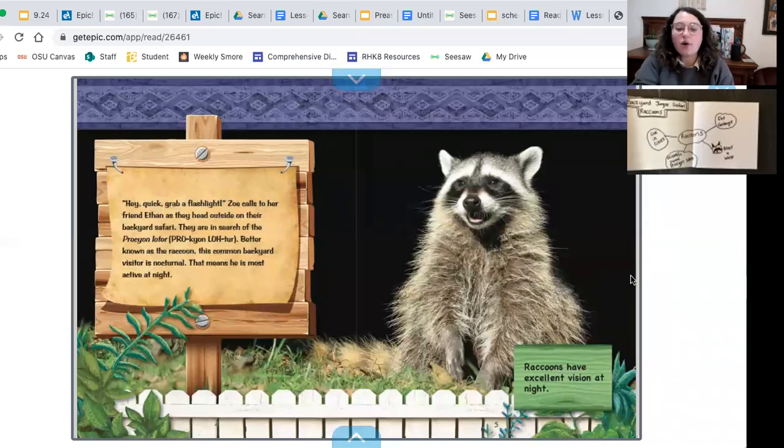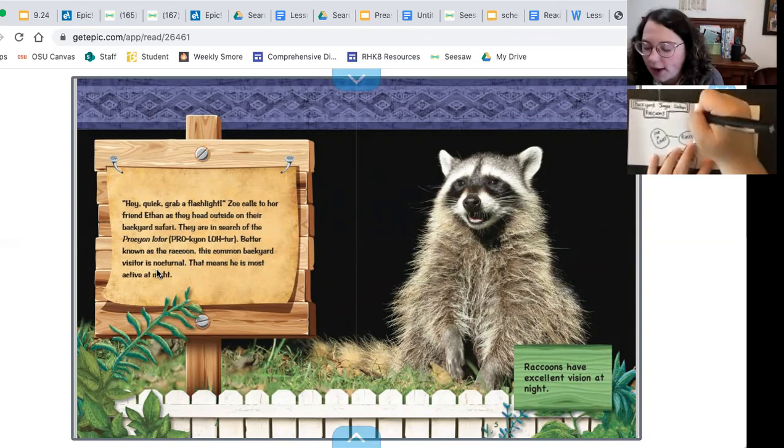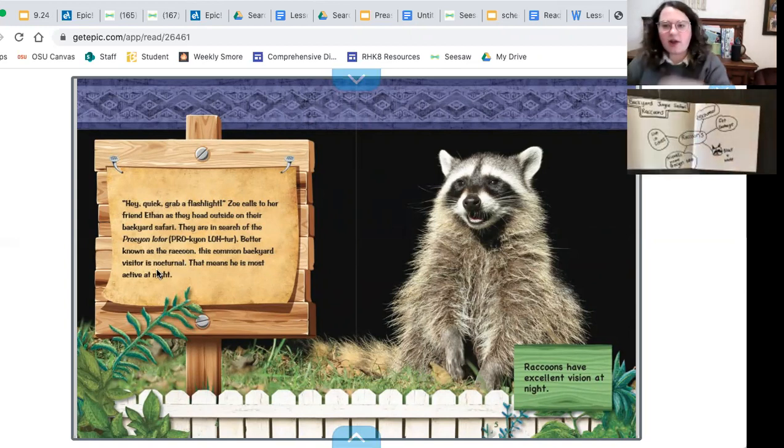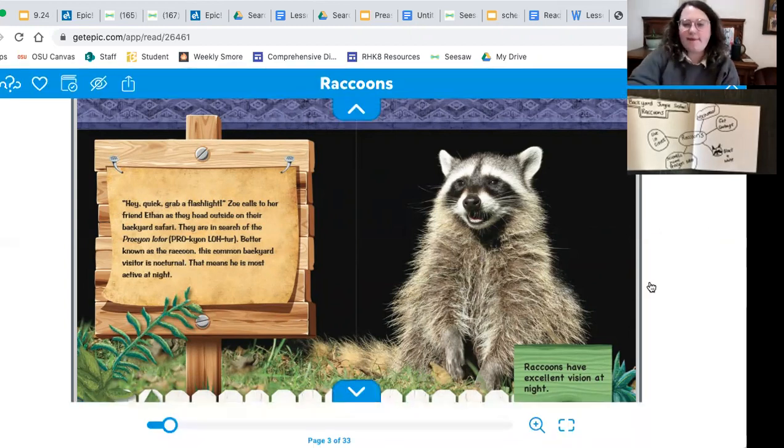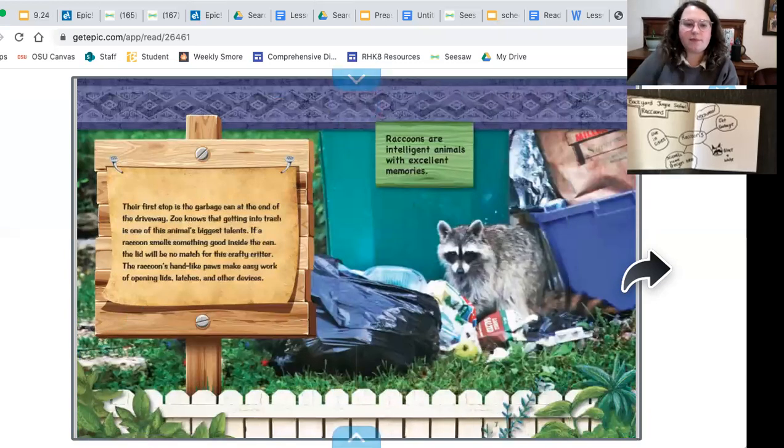Let's keep going. When it also says, better known as the raccoon, the common backyard visitor is nocturnal. That means that he is more active at night. So I'm going to add that raccoons are nocturnal. And if I don't remember what nocturnal means, I might write that means that they're active at night too. And it says raccoons have excellent vision at night. So I'm going to keep reading and remember to keep adding to your map. Keep adding to your web.